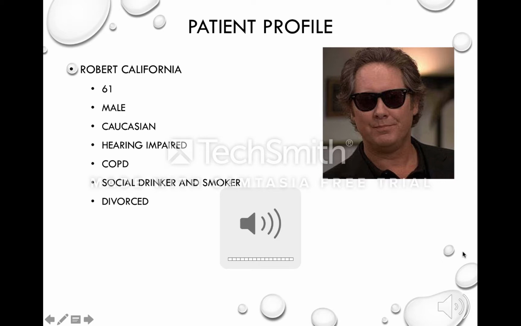My patient is Robert California. He is a 61-year-old Caucasian male. Robert is hearing impaired and he has COPD, chronic obstructive pulmonary disease. He is a social drinker and smoker, and he is divorced.